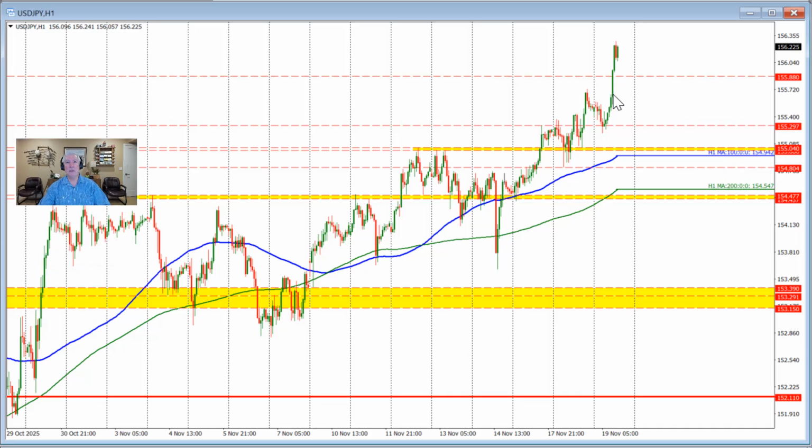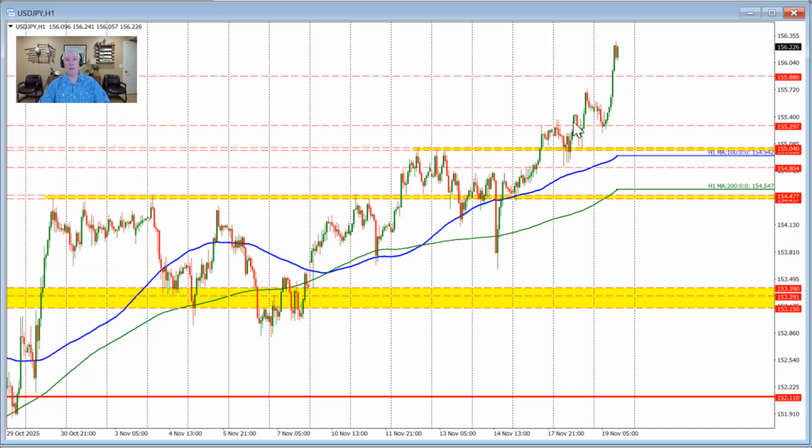Looking at the dollar versus yen, a break to the upside in trading yesterday saw the price extend above prior highs. Not once, twice, but three separate times. And trading here today, after a brief correction to the downside, we've spent the last 8 or so hours moving straight higher, higher, higher. We got above this 155.88 level.